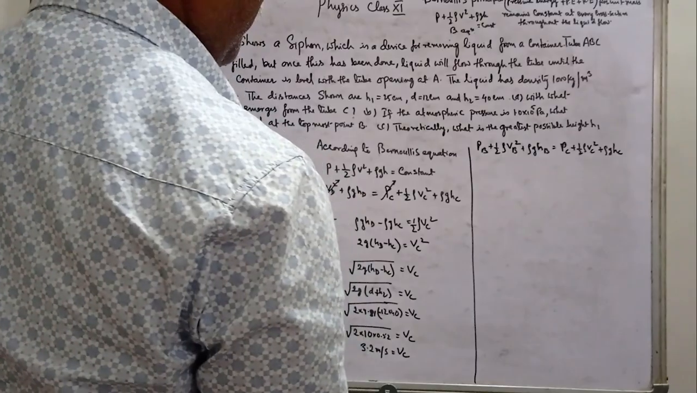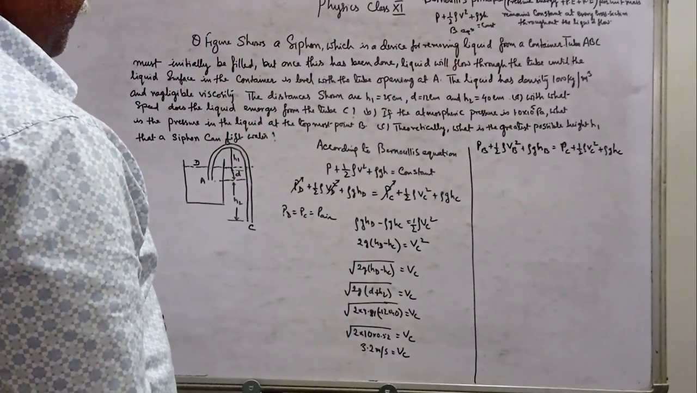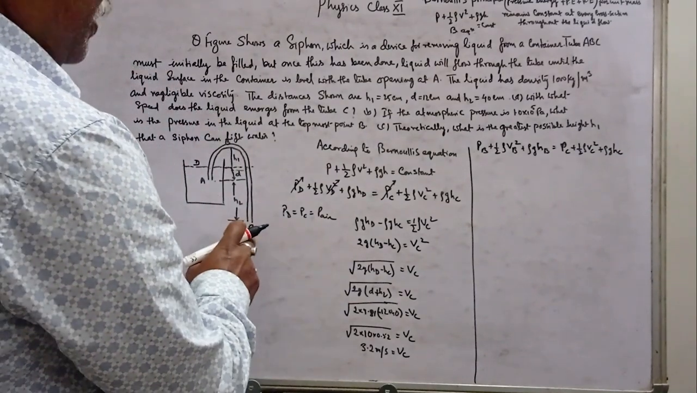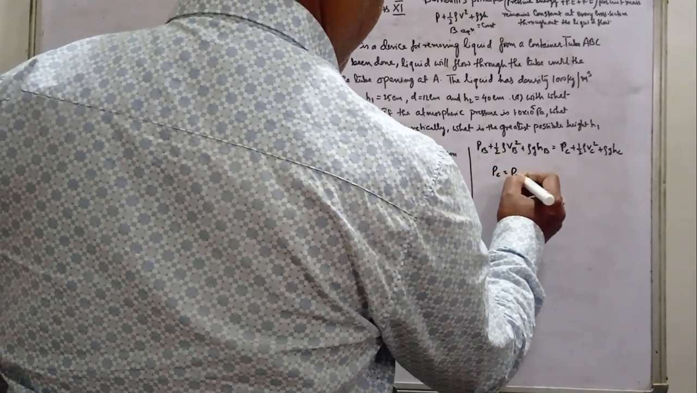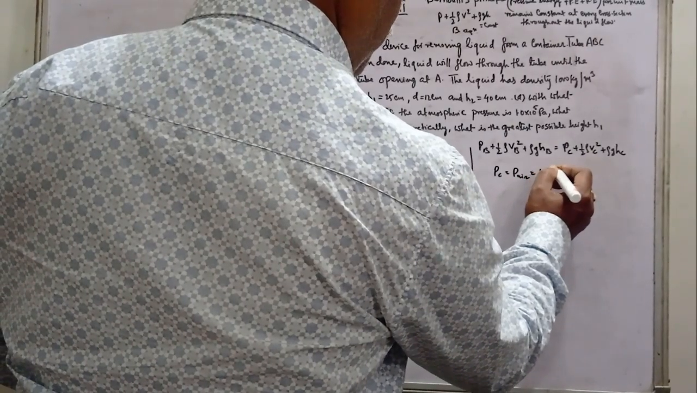Now here you see one thing: you have to find the pressure if the atmospheric pressure is this much. Because PC is open to air, PC will be equal to P air, and that will be equal to 1 into 10 to the power of 5 Pascal.